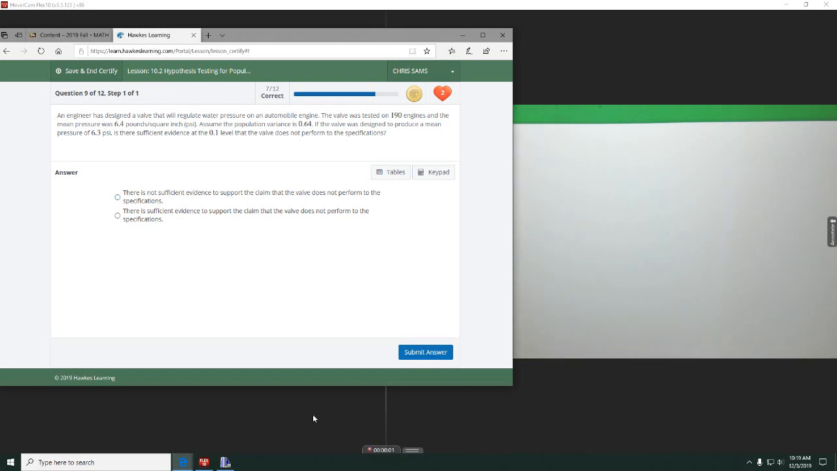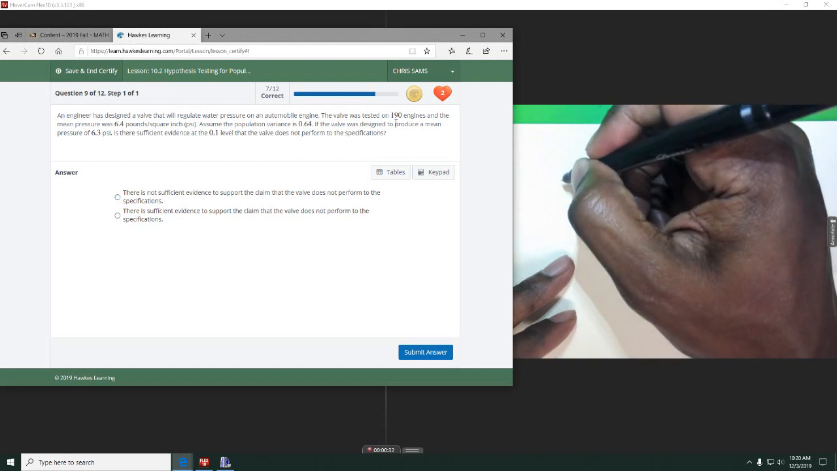All right, number 9. This one we also want to do the full hypothesis test. We are given just the layman's terms of what it means to reject H0 or fail to reject H0. I don't have these memorized, but I have to go through the testing and then I'll be able to explain it once we do the testing. But we have: an engineer has designed a valve to regulate pressure. It was tested on 190 engines.